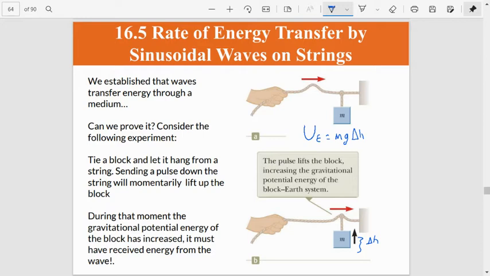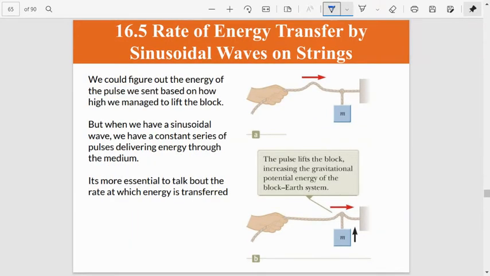But we are going to be talking about waves as continuous pulses. So we're more interested in how they're consistently delivering energy through the medium. So rather than just looking at the energy from a single little pulse, we rather talk about the rate of energy. And that, of course, depends on the shape of the wave and the type of wave. So we're going to specifically have a formula for the sinusoidal wave on a string. And what this tells us is essentially how much power the wave delivers.